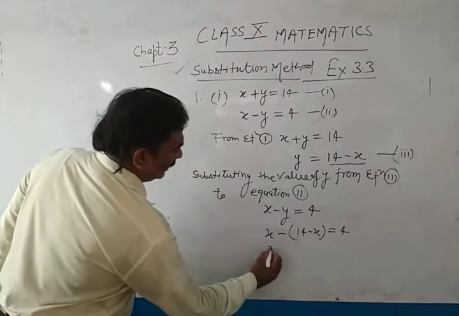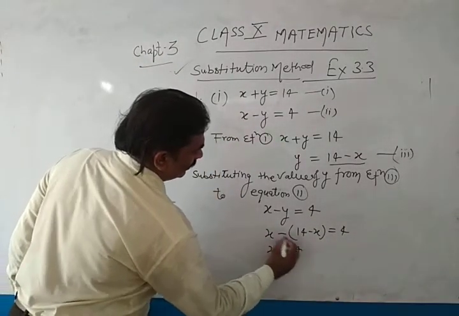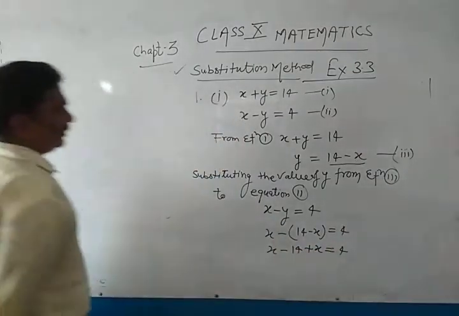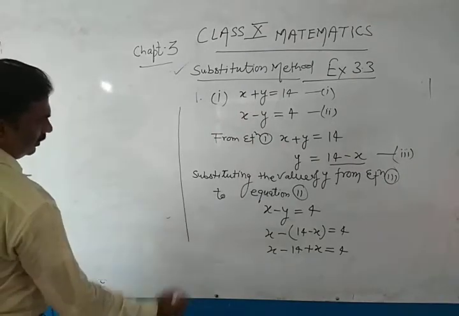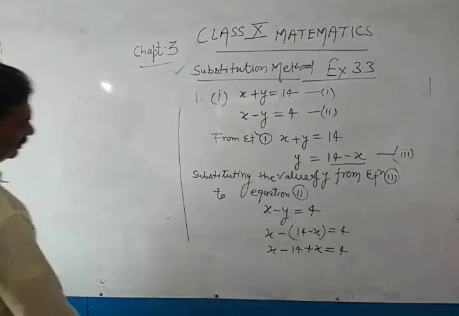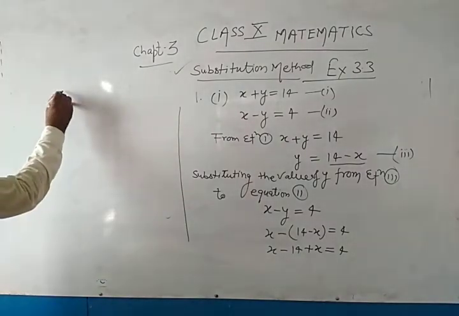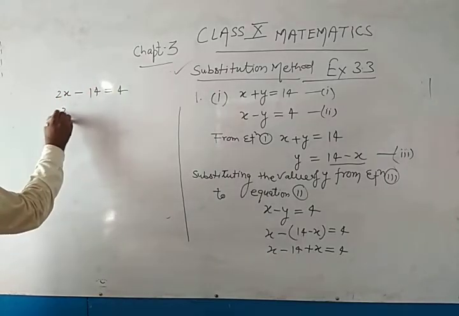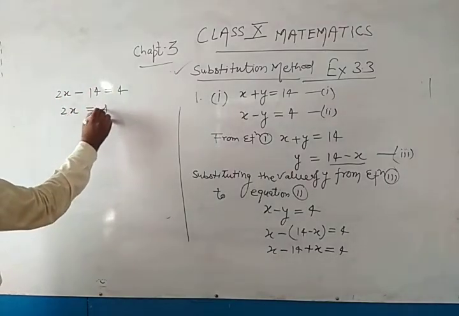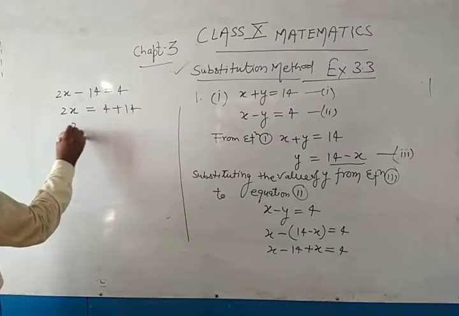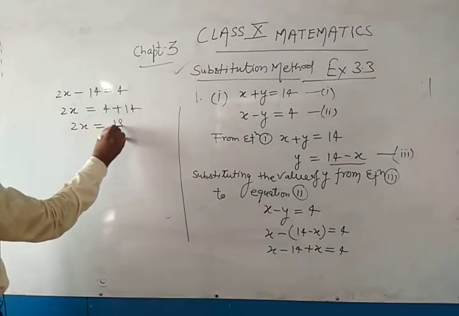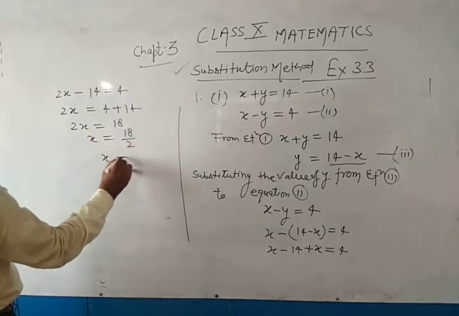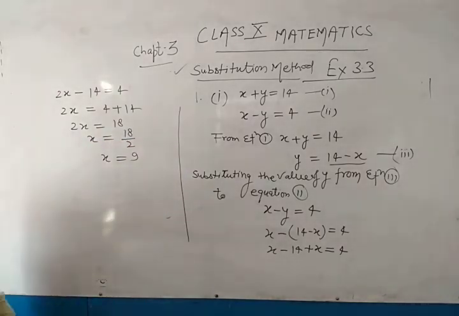Now x minus 14 plus x is equal to 4. Students, now we will add the variable terms, that is 2x minus 14 is equal to 4. Therefore 2x is equal to 4 plus 14, or 2x is equal to 18, or x is equal to 18 upon 2, that is 9, because 2 nines are 18.